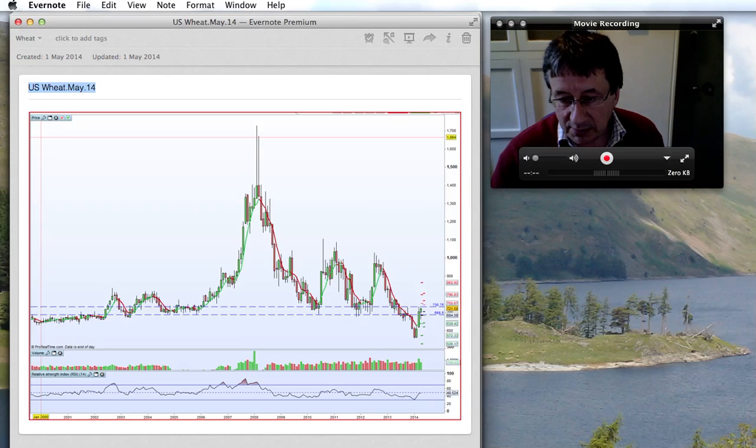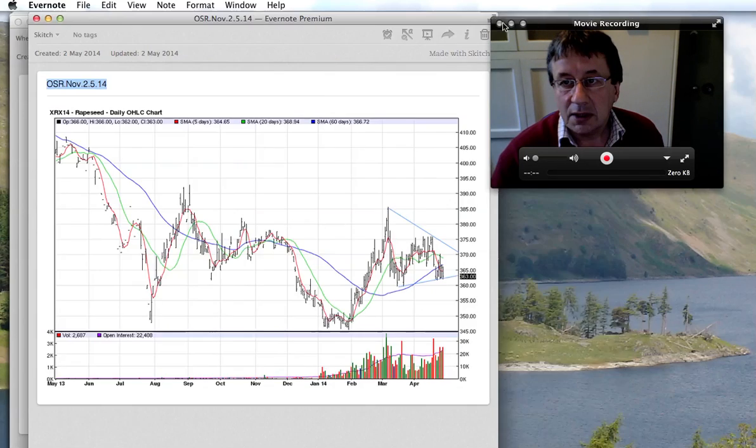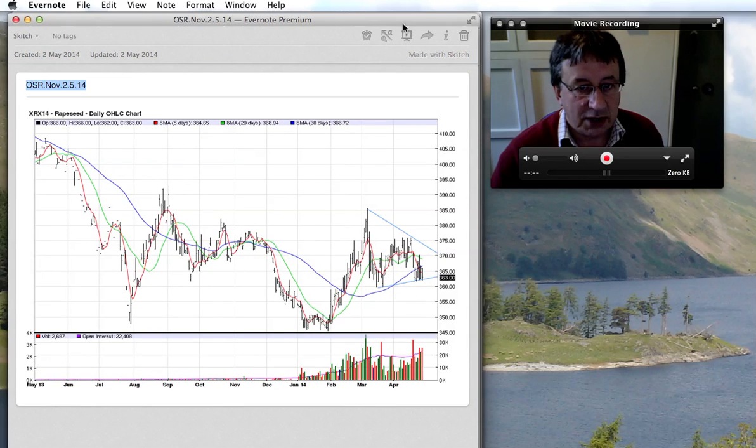And finally we come back to look at the oilseed rape chart, and I've switched to the new crop November contract. You can see we've got something similar to what's happening on the UK wheat. We're coming up quite nicely. We're holding, just testing this 60-day moving average, and we've got the same consolidation pattern here on the rape.